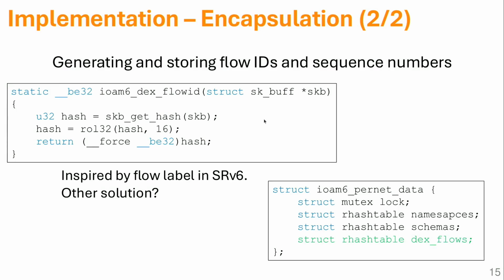So now that we have a way to generate these IDs, we need to be able to store them. And to do so, we simply decided to add a hash table to the structure representing the data for IOAM, and this structure is used for every Linux namespace.